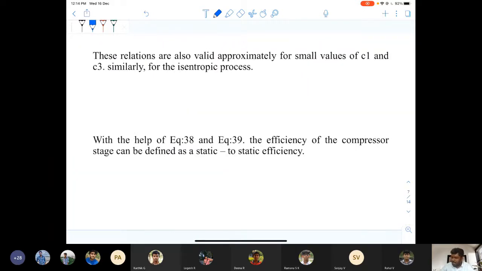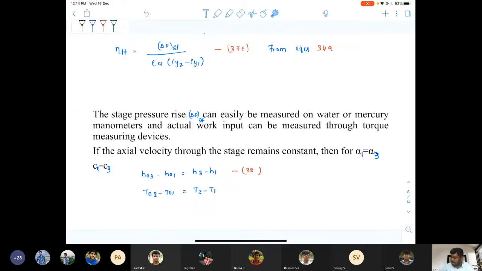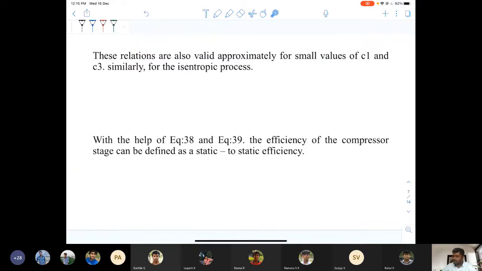Now, these relations are also valid approximately for small values of C1 and C3. We have made C1 equal to C3 and come across this equation, and it is valid only for small values of C1 and C3. If the absolute velocities C1 and C3 are very small compared to the other values, then you can use these two equations for an isentropic process.